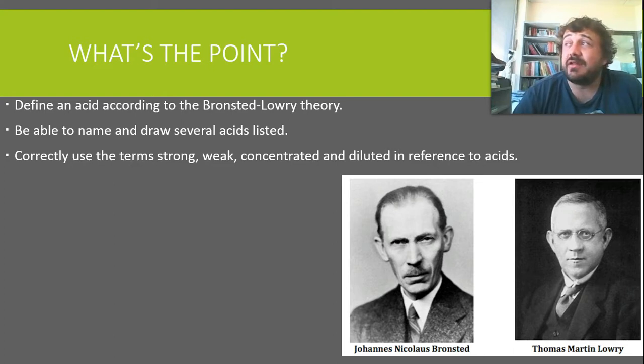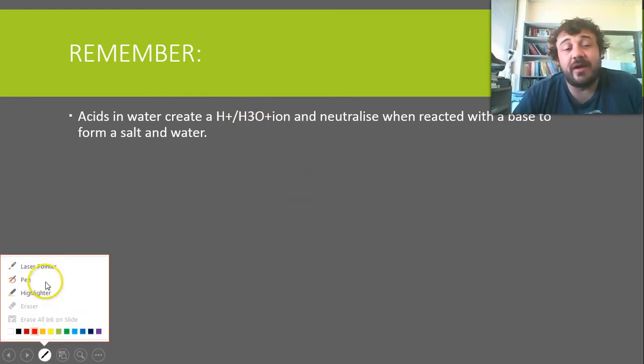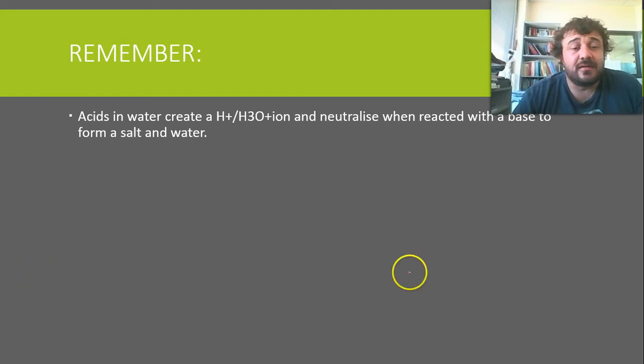And we also want to be able to correctly use the terms weak, strong, concentrated, and dilute when we're talking about acids. So you need to remember, however, that an acid in water creates a hydrogen ion or a proton, or alternatively a hydronium ion, H3O+. That three should be a little 3 down there, obviously. And it will neutralize when it reacts with a base. Let's get our pen back.